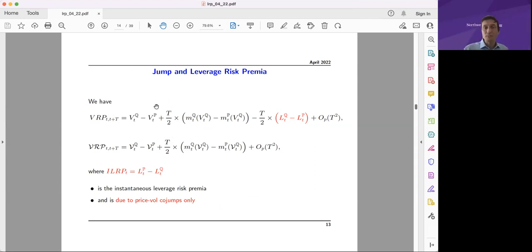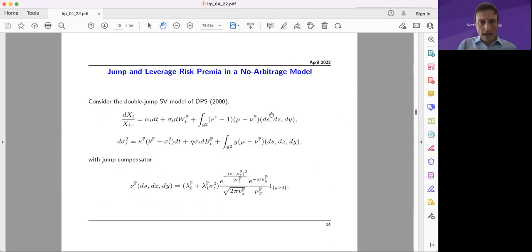For the variance risk premium, the leading term is the instantaneous piece. Then you will have this term structure effect. And in the case of the first version of the variance risk premium, you will also have the leverage effect contributing to the risk premium. Just to fix ideas, I had a simple example here with a no arbitrage model, the Duffie-Pan-Singleton double jump model, because it probably helps fix ideas.